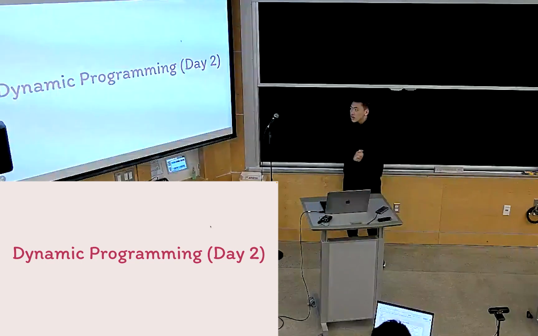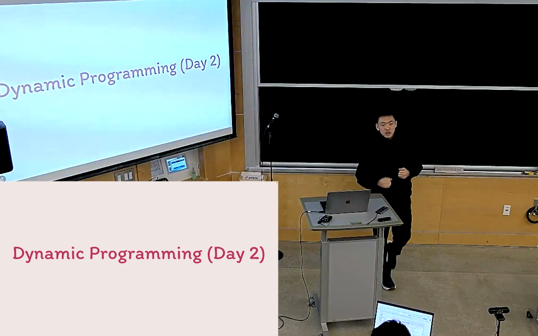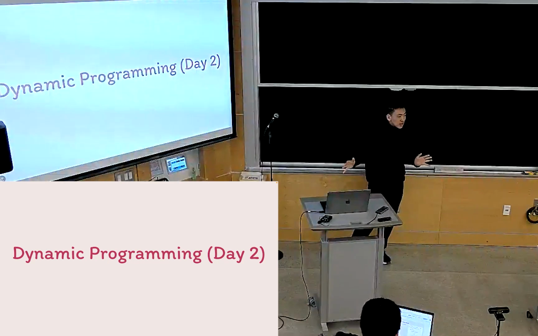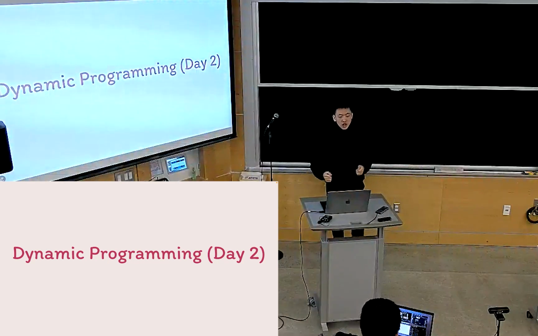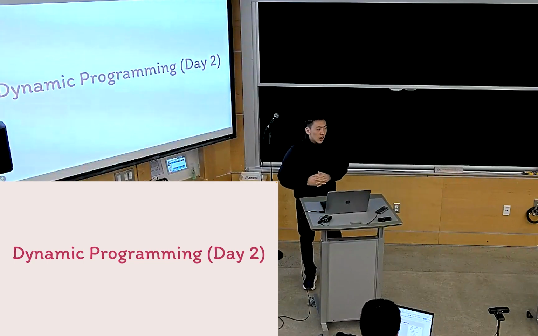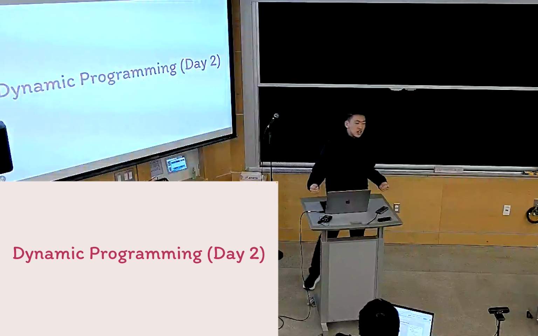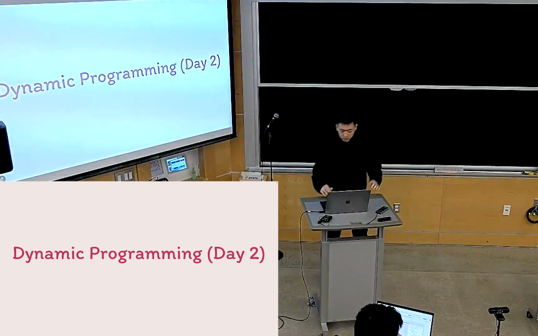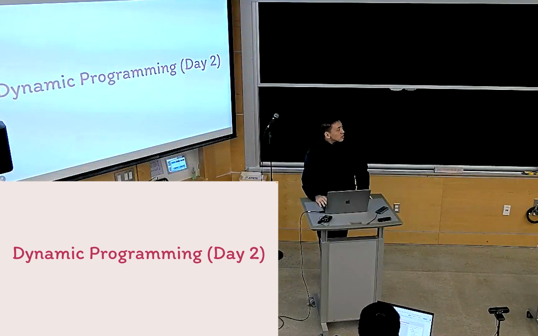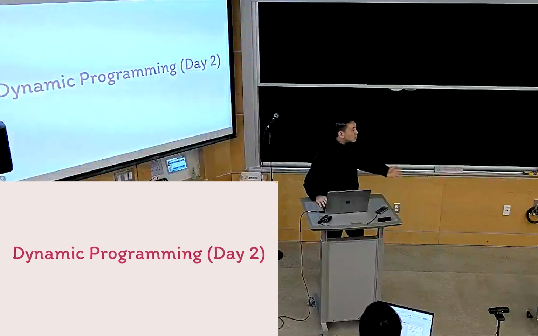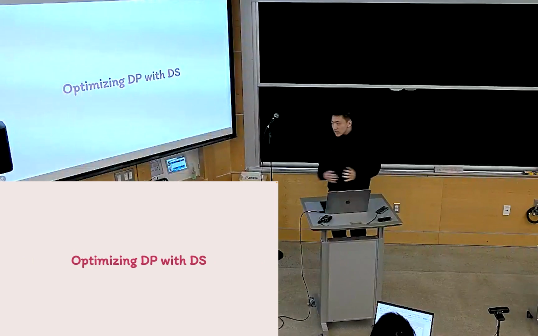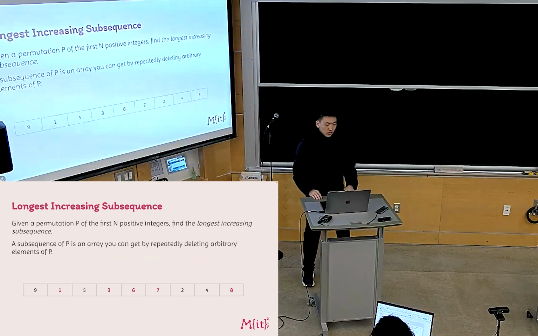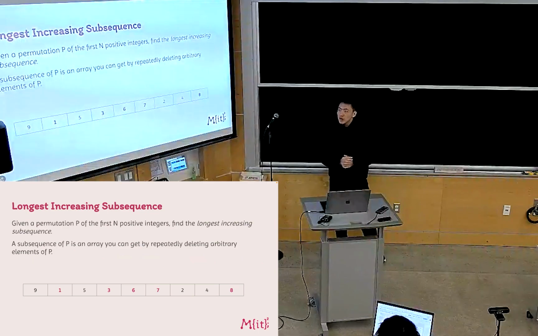Okay. Hello everyone. Today we're going to be talking more about dynamic programming, talking a little bit about how we might optimize our dynamic programming states, but also how we might have some more complicated states to be able to represent more types of problems. So, first, I'm going to be talking about how we can maybe optimize dynamic programming using data structures, which is our favorite topic. So, for example, consider the following problem.